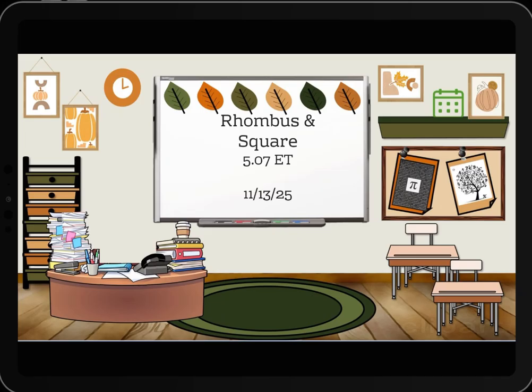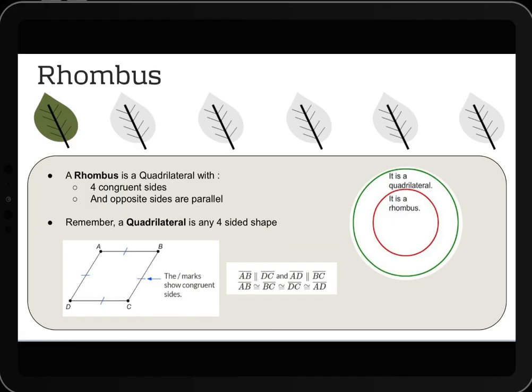All right, we are looking at rhombuses and squares, or you can say rhombi and squares as well, for 5.07, our exit ticket lesson. So a rhombus is a quadrilateral with four congruent sides, and the opposite sides are parallel. So that would indicate that it's, of course, a parallelogram, which also means that any properties we've discussed about parallelograms apply to the rhombus.